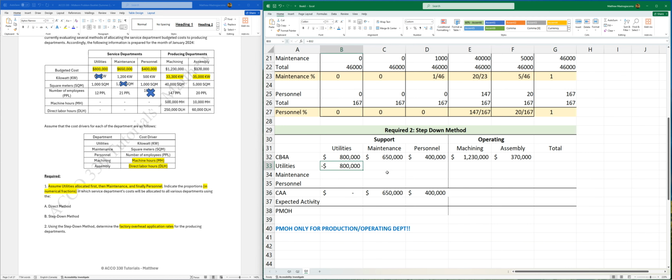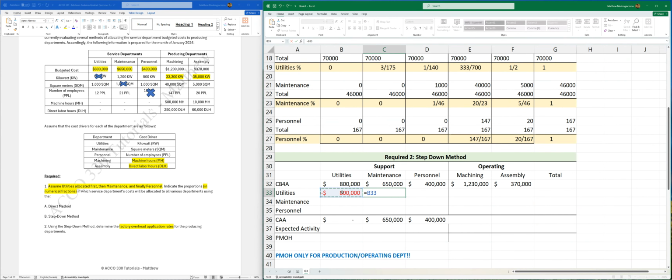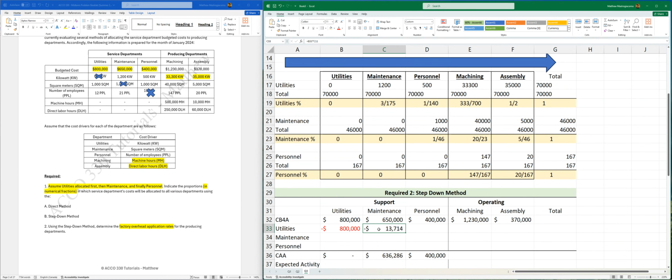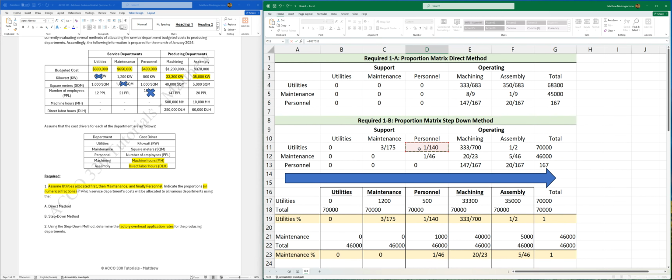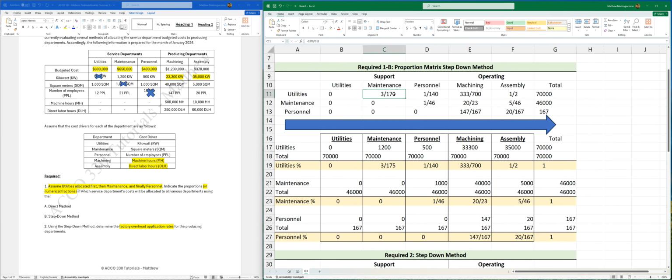Okay, next up, let's allocate utilities. Utilities is the first thing we're going to allocate, and let's allocate to maintenance. Now, guys, normally I'd say build our proportion matrix, but look here, we did it above. Thank the Lord. So let's do 800,000 times, using our original matrix, 3 over 175. That gives you 13,714. Oh, I forgot to put a minus sign in front. There we go. Then personnel, 800,000 times 1 over 140 is the amount of utilities allocated to personnel. I'm not going to try to say what that is as a percentage, but we can look just for the sake of it. Interesting percentages here, but whatever.